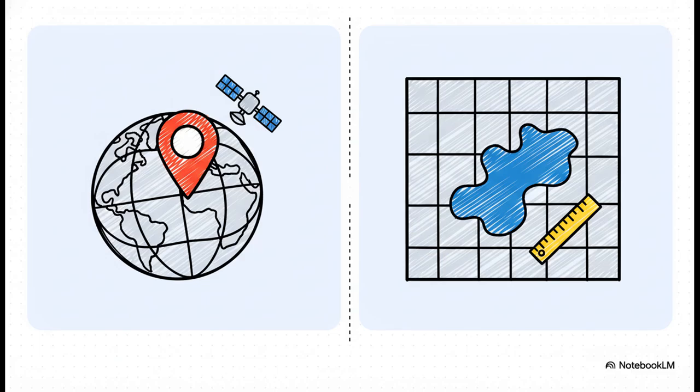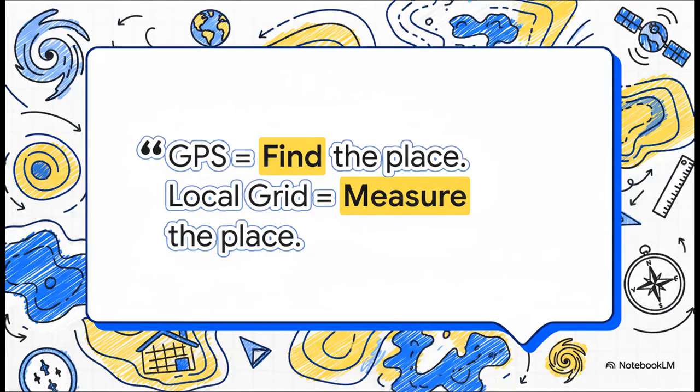Now, there are basically two main types of this language. The first one is the one we all know from our phones, GPS, latitude and longitude. It's awesome for pinpointing a single location, like the hospital is right here. But the second type, a local grid, pretends the world is flat, like a piece of graph paper. And that makes it absolutely perfect for measuring things, like how big a flood zone is or how far an ambulance needs to drive. So if you only remember one thing, make it this. GPS helps you find the place. A local grid helps you measure the place.